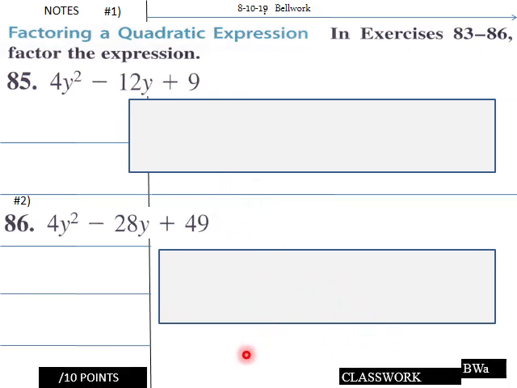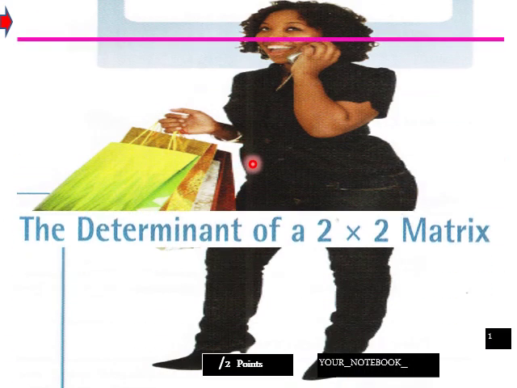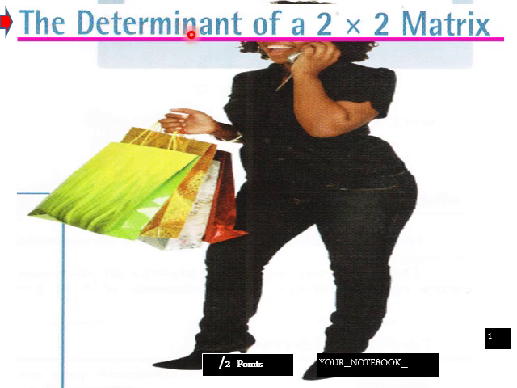Okay, everybody, welcome back for your solutions to today's bell work. 4y squared minus 12y plus 9 factors as (2y minus 3) squared, and down here will be (2y minus 7) squared. So this should be a kind of giveaway, that the first and last terms are perfect squares too. So that's your factoring.